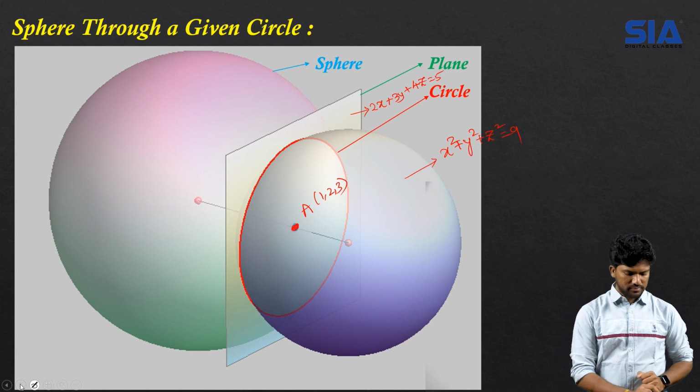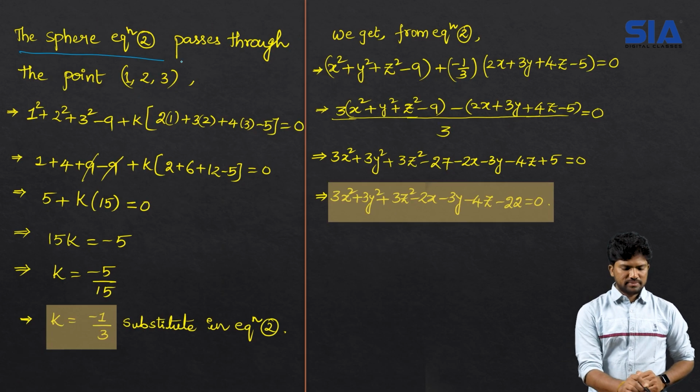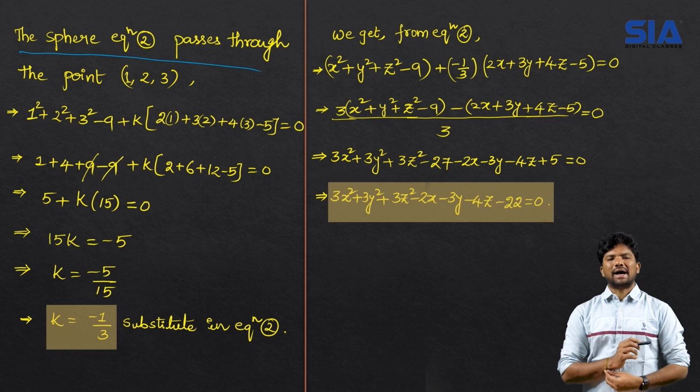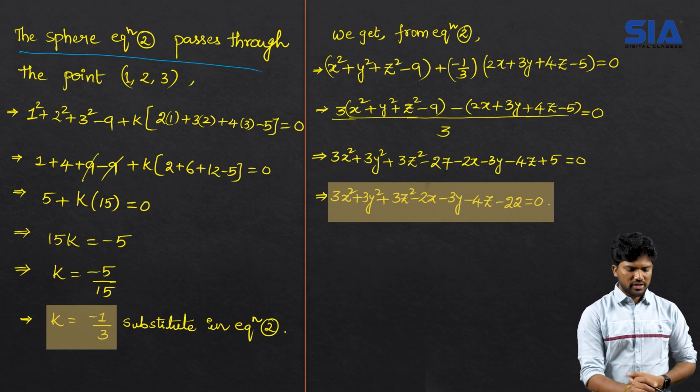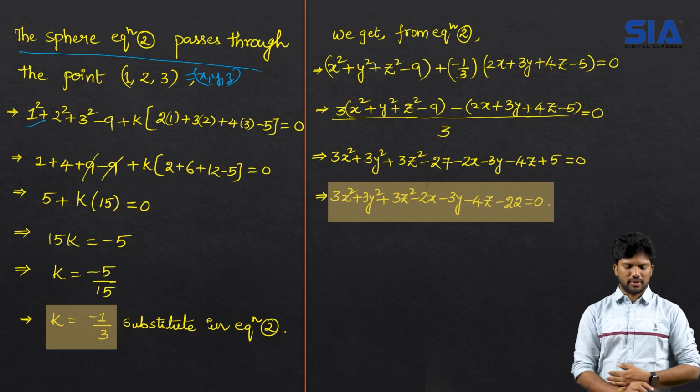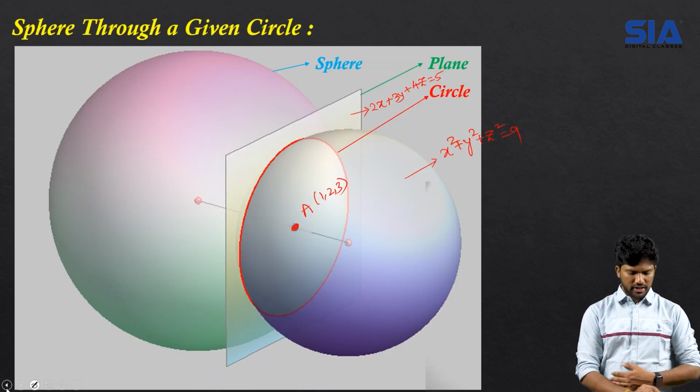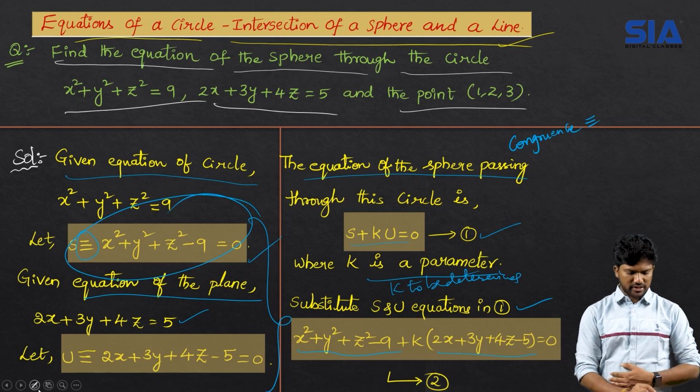Okay, so now the sphere equation 2 passes through the point (1, 2, 3). So now substitute 1, 2, 3 in place of x, y, z. So therefore x square in equation number 2, in equation number 2, here you can see. So this is equation number 2.